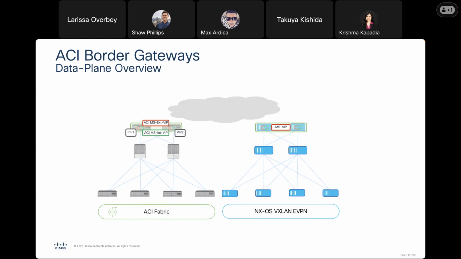So we'll talk about the data plane overview. This one's a bit easier. So now we have the control plane information from the ACI fabric to the NXOS VXLAN EVPN fabric and vice versa. We can build out that data plane with the VXLAN tunnel encapsulation. So the data plane stitches 3 different VXLAN tunnels.